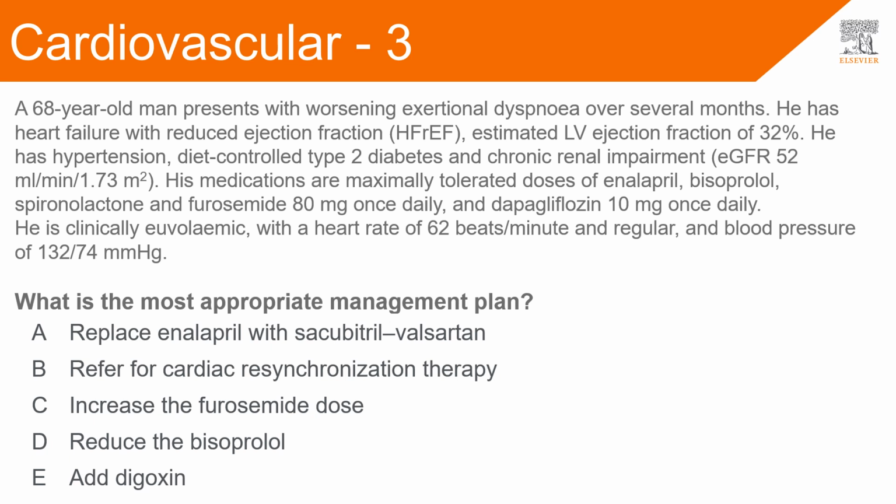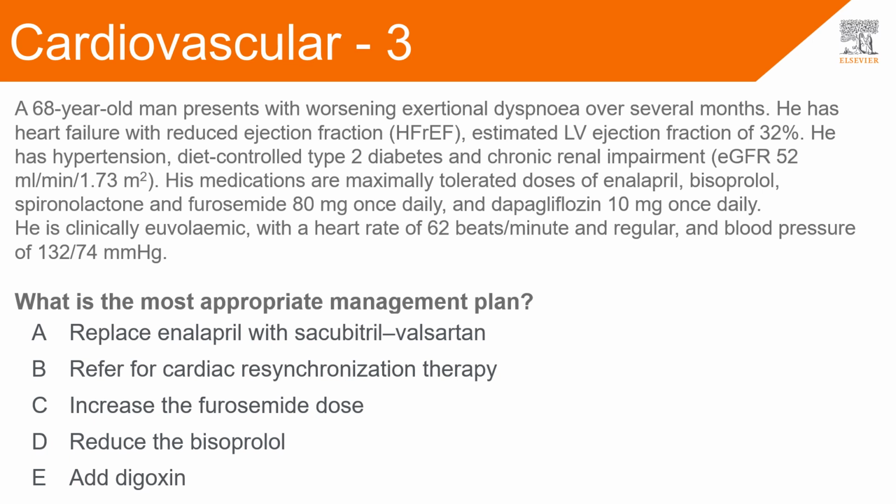His comorbidities include hypertension, diet-controlled type 2 diabetes, and chronic renal impairment with an eGFR of 52. He's on current medications such as enalapril, bisoprolol, spironolactone, furosemide 80 once a day, and dapagliflozin 10 mg once a day as well. On clinical examination, he is clinically euvolemic. He's got a heart rate of 62 and blood pressure of 132/74. We see an ECG which shows sinus rhythm with QRS of 117 and his BNP is 3,213. Now, what's the most appropriate next management step is the key question.